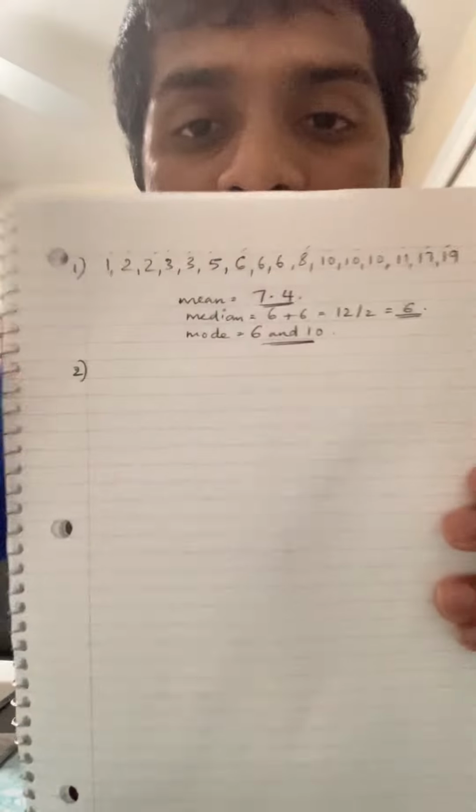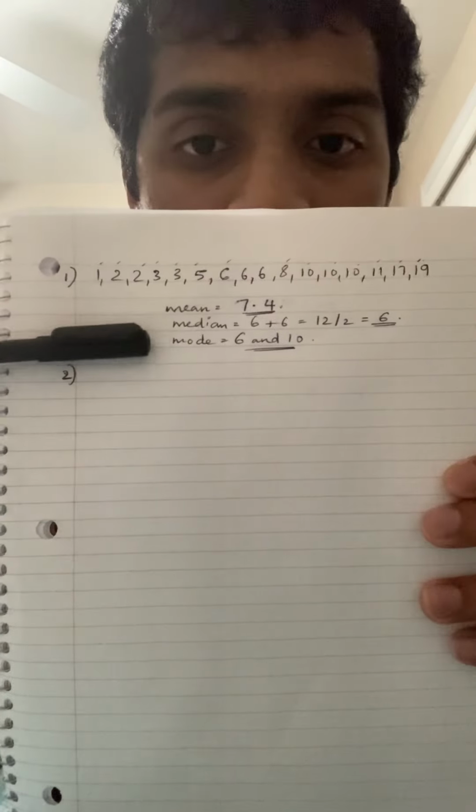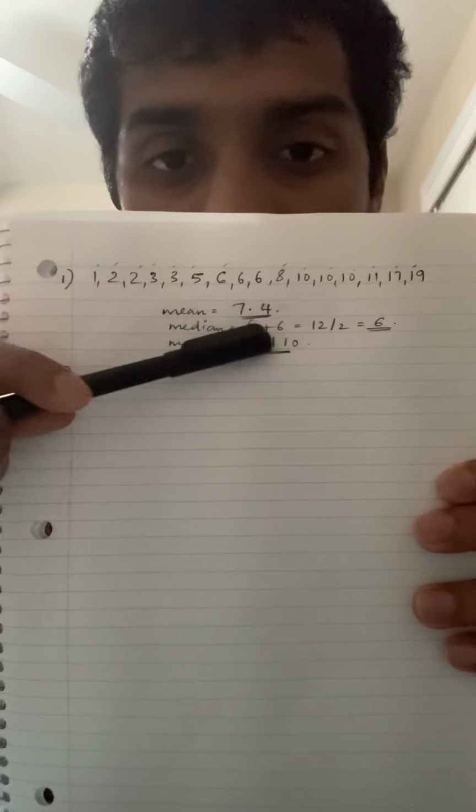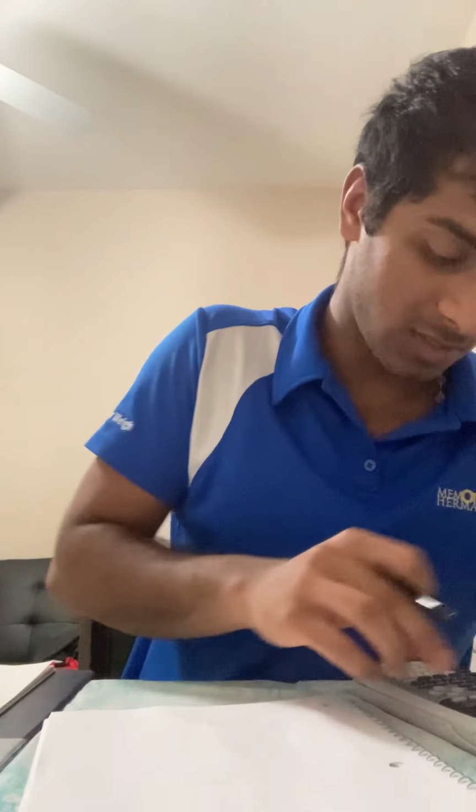Now I'm going to do the second one. For the first one, I found the mean, median, and mode. I arranged everything in order, and then I found the mean, which is 7.4, the median, which is 6 plus 6 is 12 divided by 2, which is 6, then the mode, which is 6 and 10. There are two modes.